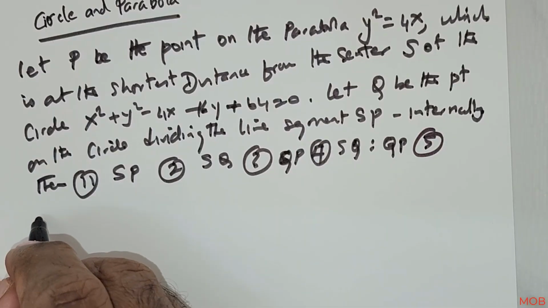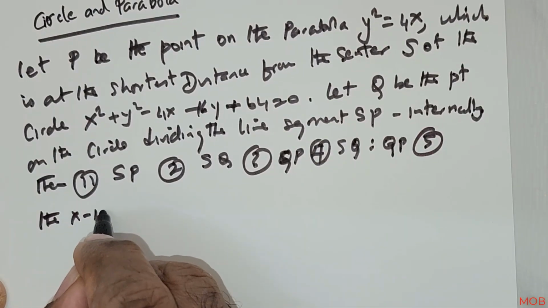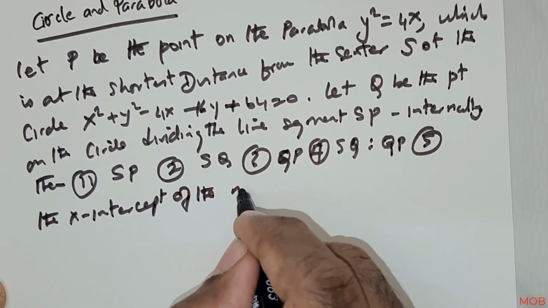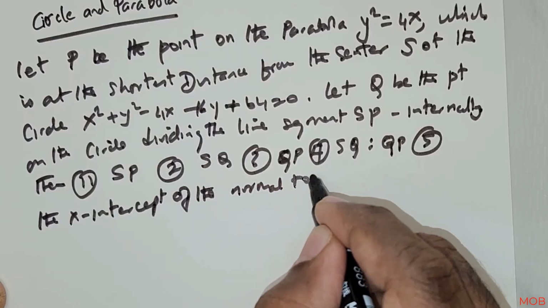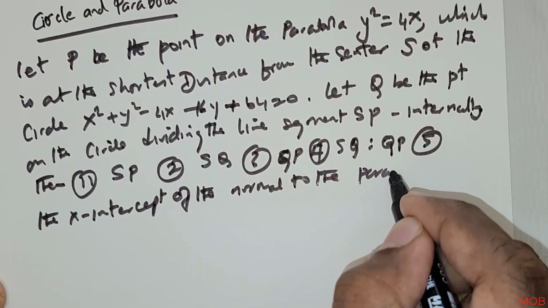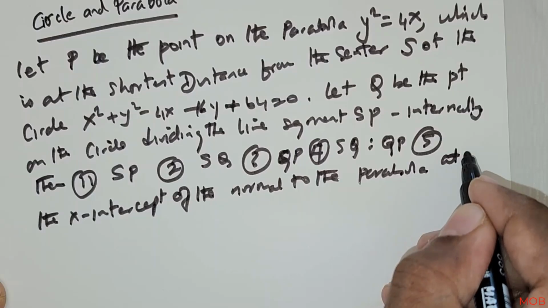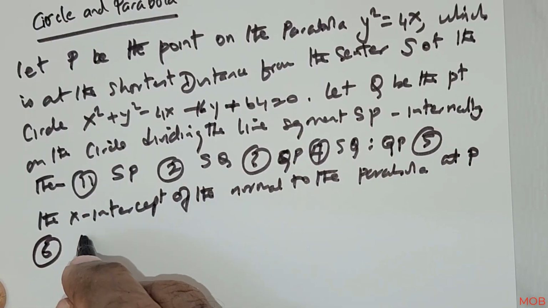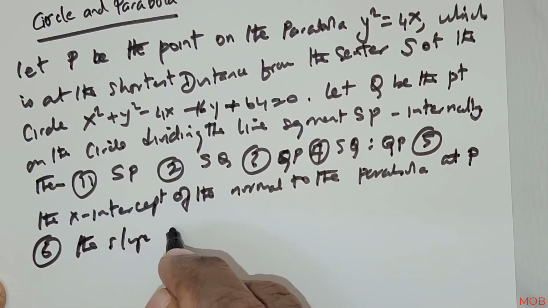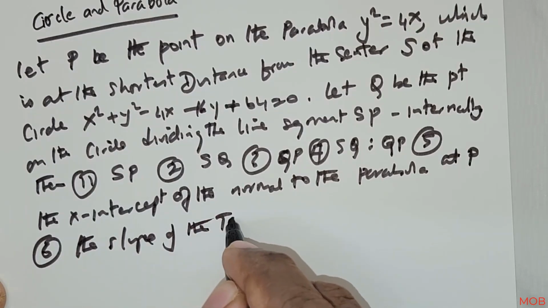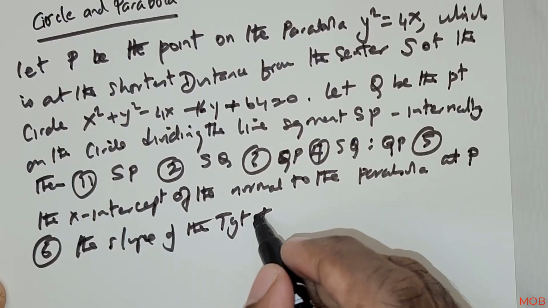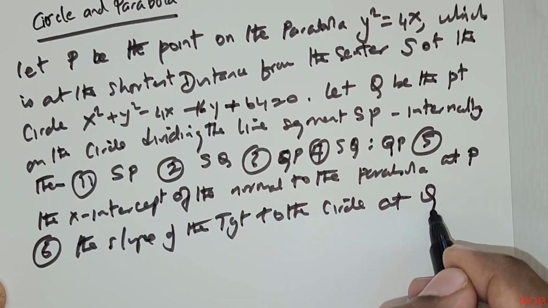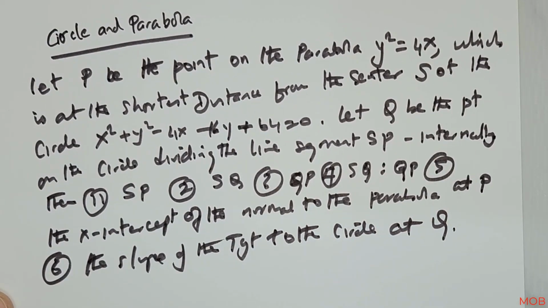we have to find the x-intercept of the normal to the parabola at P, and you have to find the slope of the tangent to the circle at Q. So we have to find all of these.